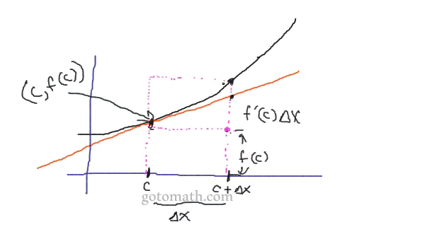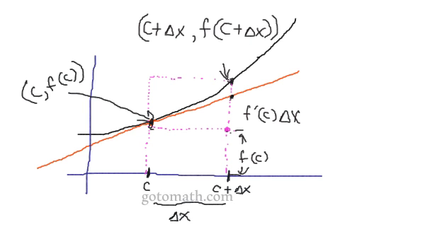This point, which I haven't stated what that point is, is going to be C plus delta x. This ordered pair, we'll write right up here. So this is C plus delta x, and then we'll have f of C plus delta x. And of course we've got to close that off. So that's going to be this point right here, the point on the curve.